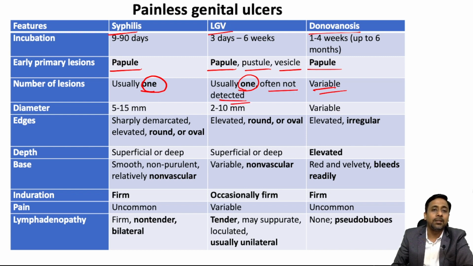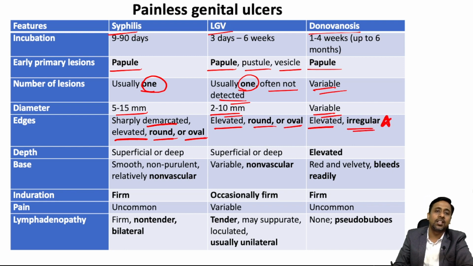Okay, and the diameter: the syphilis lesion is large, around 5 to 15 mm. LGV is around 2 to 10 mm, and in case of donovanosis it is variable, there is no fixed size. And the edges are sharply demarcated, so it is a circumscribed lesion. Syphilis is a circumscribed lesion, elevated, round or oval in shape. Similarly, in LGV it is also elevated, round or oval. In case of donovanosis, it is elevated, but not round or oval, it is irregular. So the edge is irregular in donovanosis, but not in syphilis and LGV.